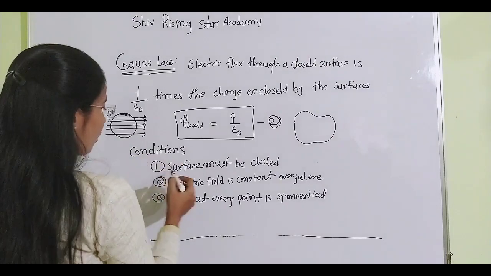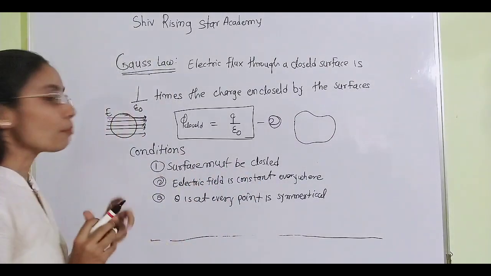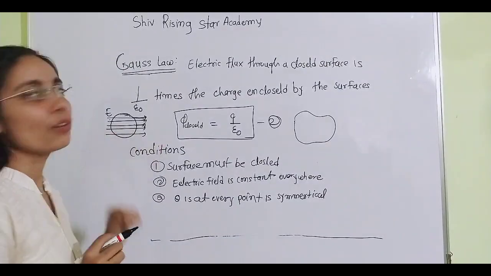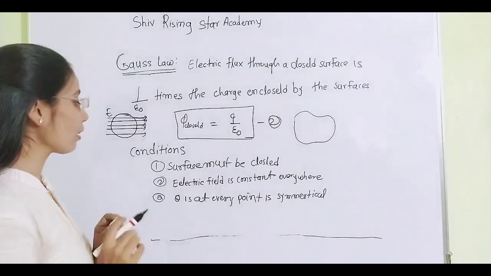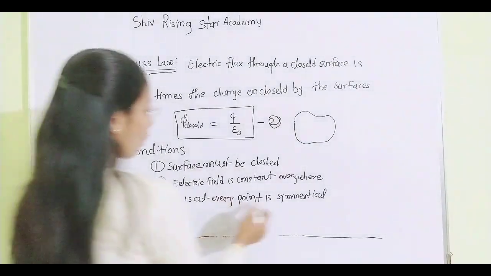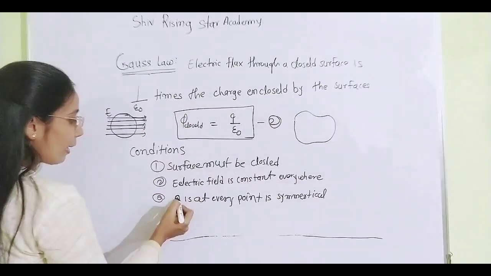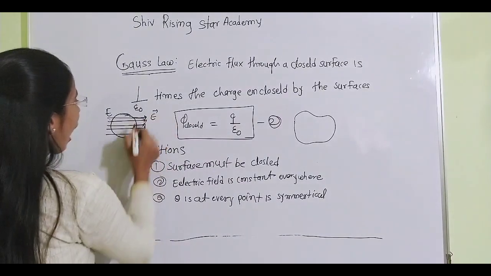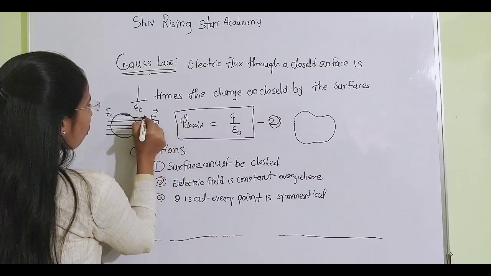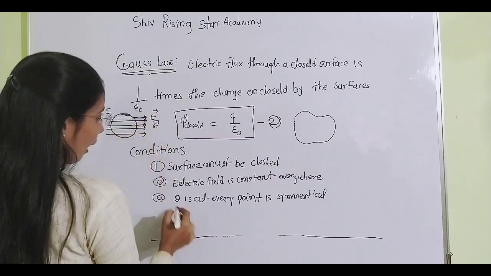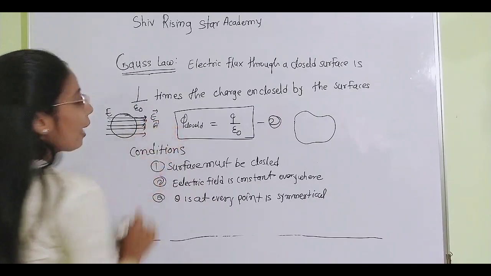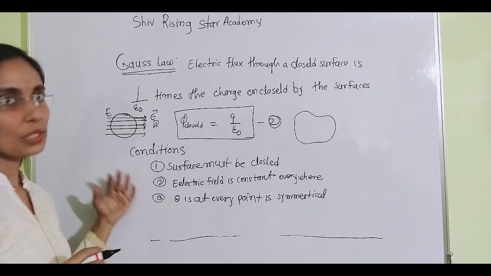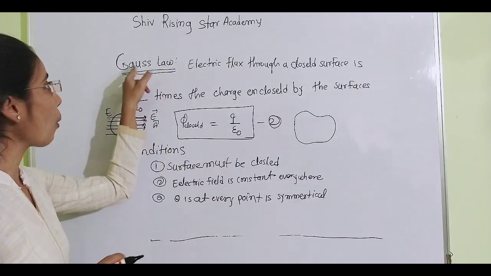The conditions: the surface must be closed. The second condition is that the electric field must be constant at every point. And the third condition is that theta at every point is symmetrical, where theta is the angle between the electric field and the area vector A bar, which is normal to the surface. So the angle between them is symmetrical everywhere. If all three conditions are satisfied, then only we can use Gauss's law there.